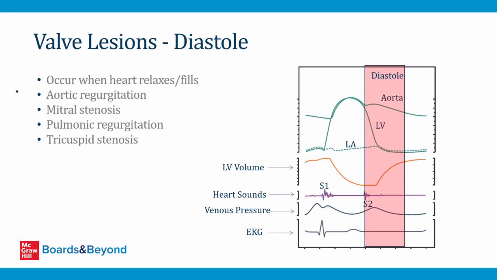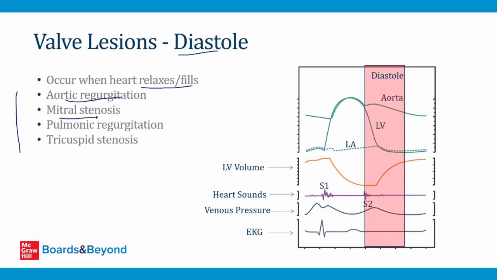In contrast, the problems listed on the slide here are an issue in diastole. These valve disorders cause a problem when the ventricles are trying to relax and fill with blood. So in aortic regurgitation, when the left ventricle is receiving blood from the left atrium in diastole, it also gets blood across the aortic valve going backwards because of aortic regurgitation.